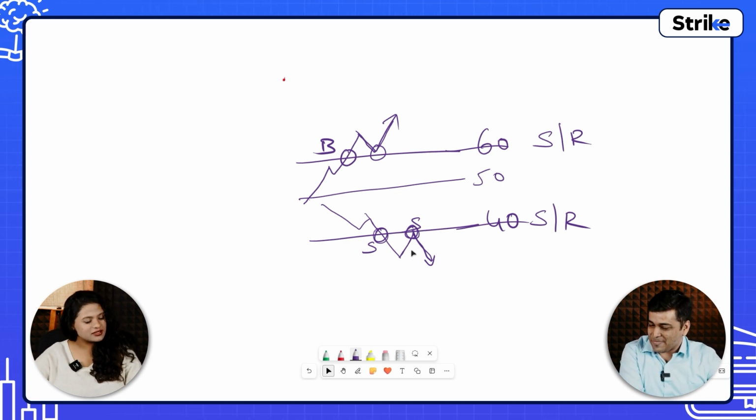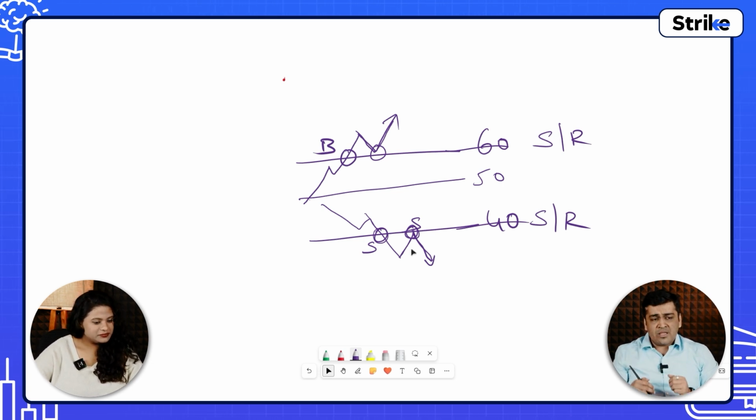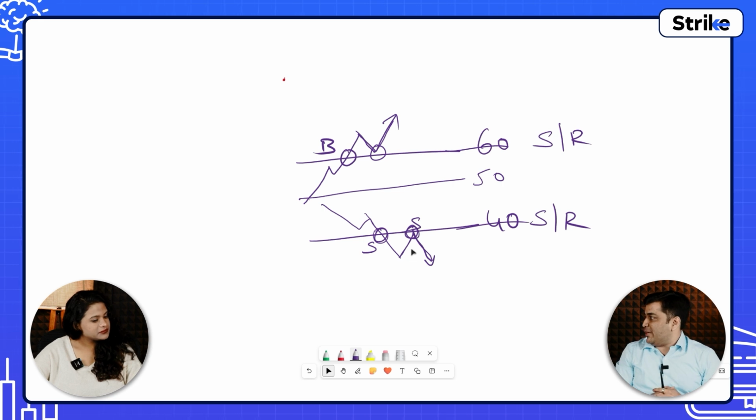Did you understand? Yes. So that's RSI. Now there is more to it where we find out RSI divergences. So that we will take up in our next video. I hope you understood what RSI is.